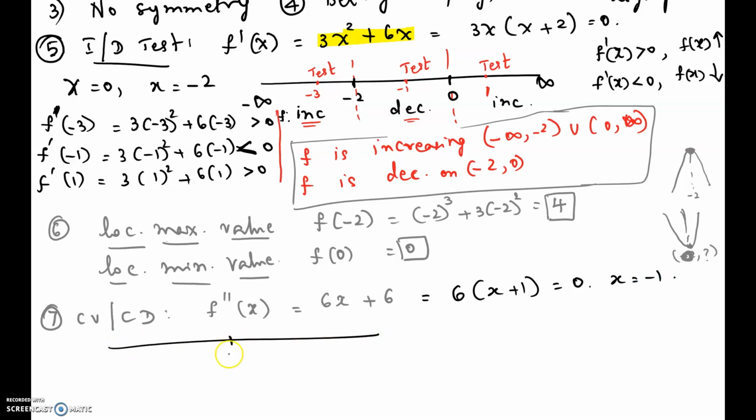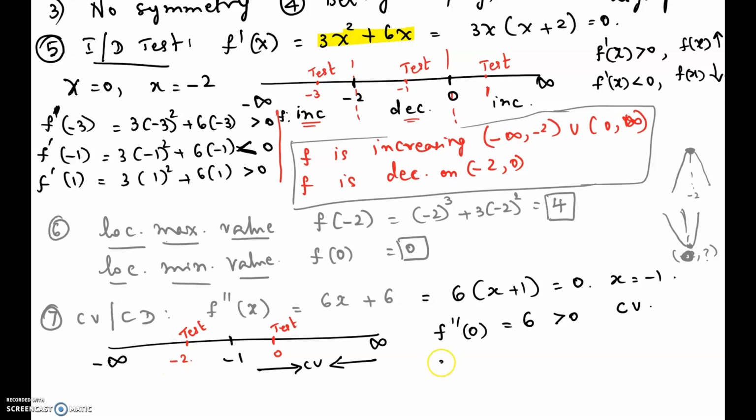So we divide the number line into -infinity through -1, and then -1 through infinity. For the latter part we will take a test point, which is 0. Here we will take a test point which is -2. Then we will plug into the second derivative. So when we do f double prime of 0, it's going to be 6, which is positive. This tells us that the graph is concave upward on the interval -1 through infinity, that is concave up.